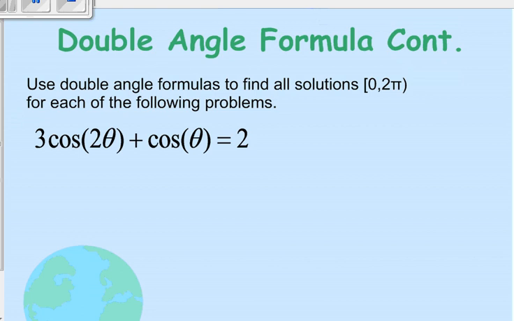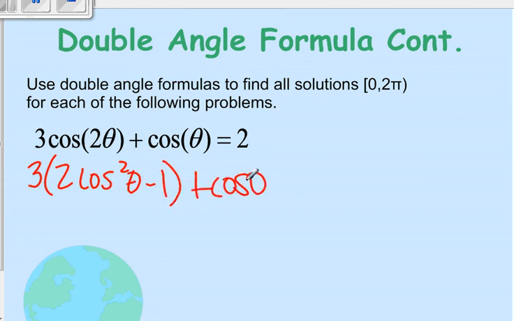For the next one here, okay, I'm seeing a 3 cosine 2 theta, so that's the one I want to change, plus a cosine theta equals 2. So I'm seeing that I already have a cosine in this, so I probably want to change 2 cosine to something with a cosine in it. So I'm going to change it to 3 times 2 cosine squared theta minus 1 plus cosine theta. And I'm seeing that I'm going to be multiplying a 3 by a -1. So that 2 is going to have to come over here because I'm going to have to factor. So I need it equal to 0 on the right.